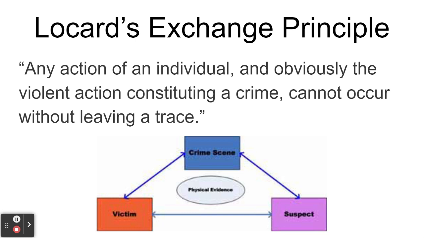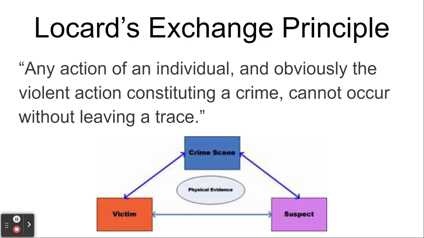So Locard's exchange principle: any action of an individual, and obviously the violent action constituting a crime, cannot occur without leaving a trace. Right. And hopefully that makes sense on some level. Even if it's you sitting down on someone's couch, there's an exchange of material. You're going to have some of the fibers from your clothing left on the couch, some of the fibers from the couch left on your clothing. If it's walking across the floor in a pair of socks, maybe even a hardwood floor, right? You're still going to have an exchange of materials from that floor to your socks and vice versa.